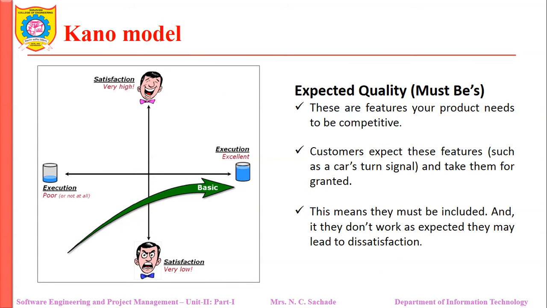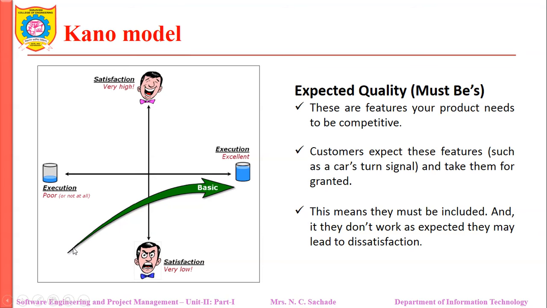The second set of requirements are expected quality requirements or must-be's, also called basic requirements. These are the features your product needs to be competitive. It has to be there. Customers expect these features, such as a car's turn signal, and take them for granted. They want it to be there, but it just has to be there. Their implementation does not lead to customer satisfaction, but they are the basic requirements of the system. This means they must be included, and if they don't work as expected, they may lead to dissatisfaction of the customer, as you can see.